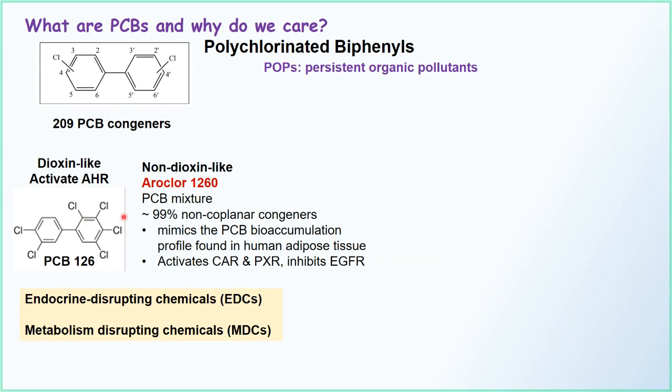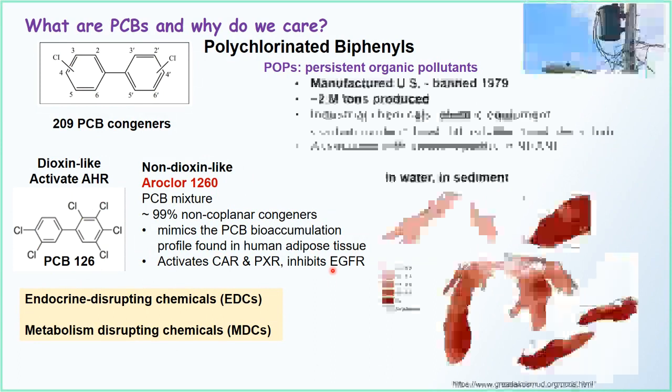And then we have Aroclor-1260, which is actually a PCB mixture, 99% non-coplanar congeners. Aroclor-1260 mimics the PCB accumulation that is found in human adipose tissue. And instead of activating the aryl hydrocarbon receptor, Aroclor-1260 constituent congeners can activate CAR, constitutive androstane receptor, PXR, and inhibit EGFR signaling.